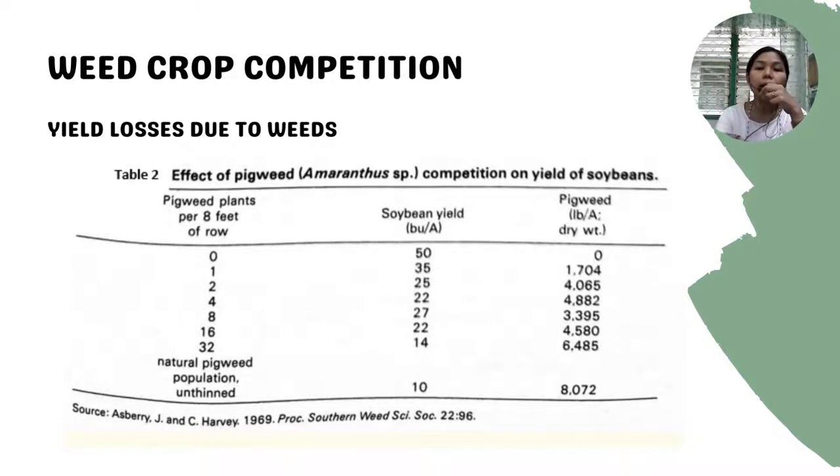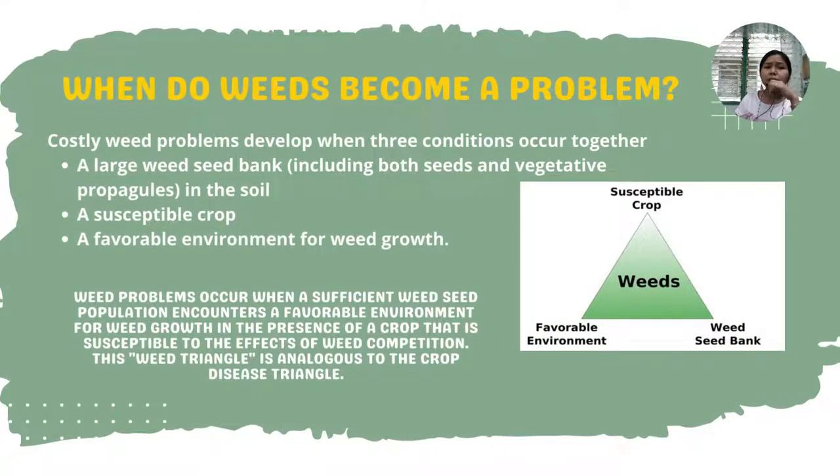So the actual yield is lower. So the greater the number of the weeds, the bigger the yield losses, thereby decreasing the actual yield of the crops of interest. So another question that we need to answer is this.